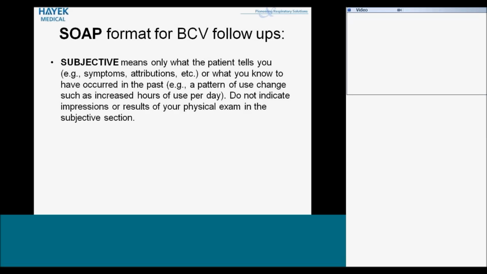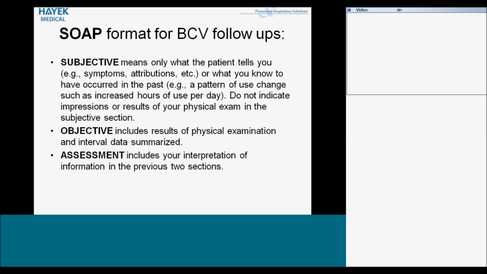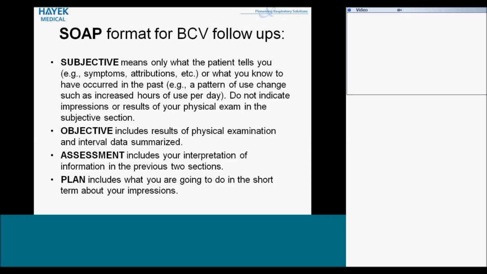Okay, so SOAP, for people that aren't familiar with SOAP notes. S is subjective, meaning only what the patient tells you: symptoms, attributions, etc., or what you know to have occurred in the past, patterns of use, such as increased hours of use per day. Do not indicate impressions or results of your physical exam in subjective. Then we have objective, which is the results of your physical exam and interval data summarized. Assessment is the A, which includes your interpretation of information in the previous two sections and your assessment data. And then plan is the P of the SOAP note, which is what you're going to do in the short term about your impressions.